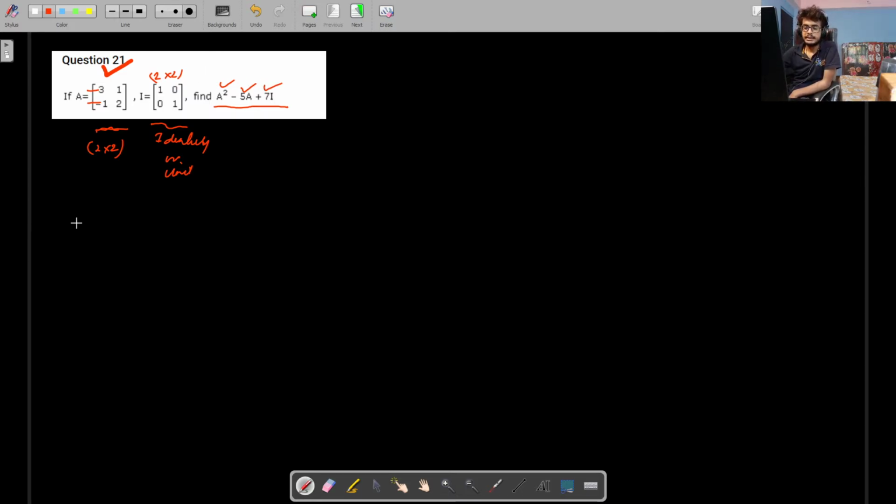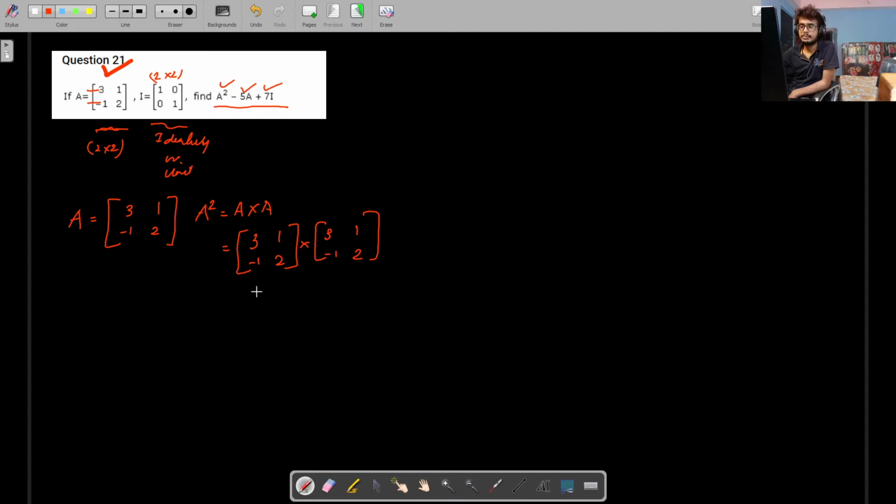So what we do is, let's write what A is here. A is 3, minus 1, 1 and 2. If we are told to find A square, it is nothing but A into A. So A is 3, 1, minus 1, 2 multiplied by 3, 1, minus 1, 2. Now let's check whether multiplication is possible or not. This is a 2 by 2 matrix, and this is also a 2 by 2 matrix. Since the column number and the row number are equal, this multiplication is possible.